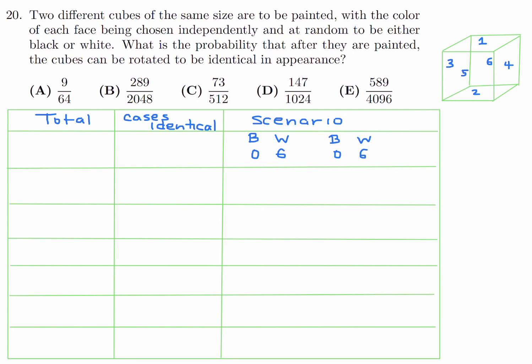Okay, if there's 0 black and 6 white, that means there's only one way of making that for each cube. So 1 times 1. Basically a cube where everything's painted white, and that's just 1. So the cases that are identical, well, again, the one cube that's all white and the other cube that's all white, they're identical. So there's one case. So that starts off pretty straightforward and easy. Okay, now we move on to the next one, which is 1 and 5.